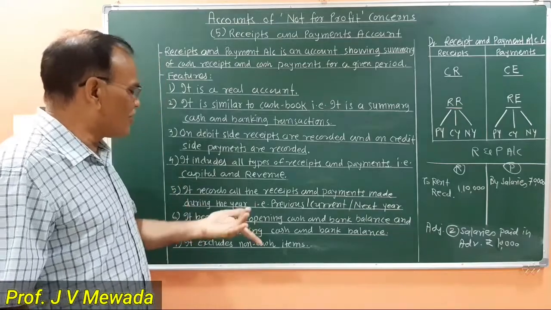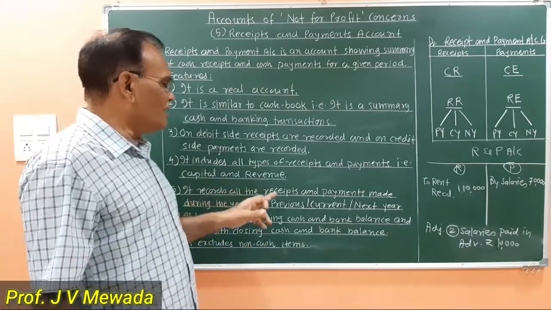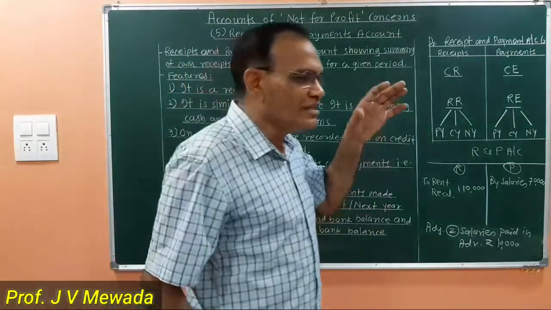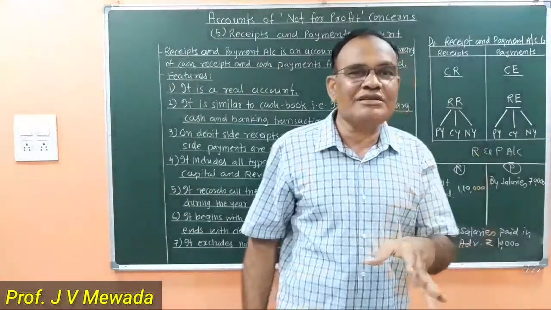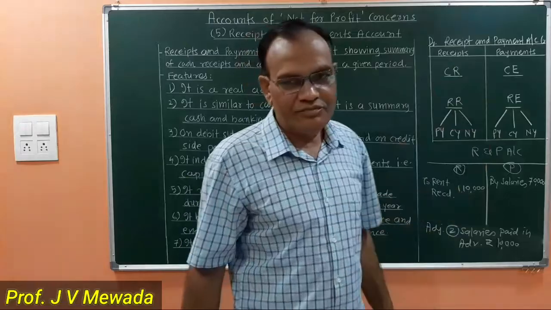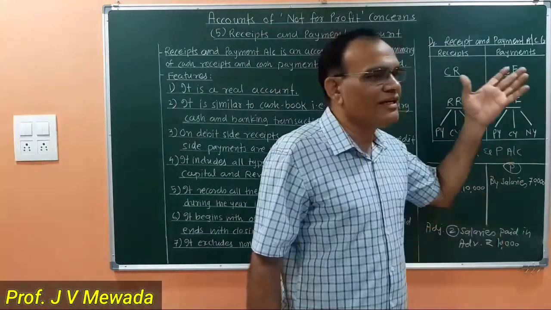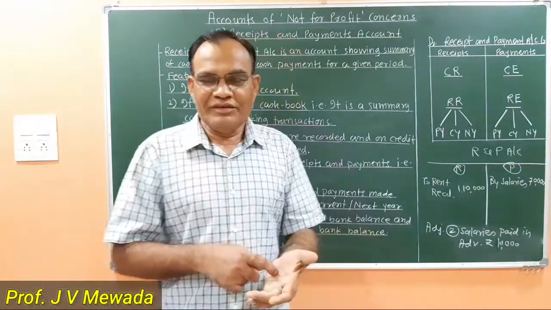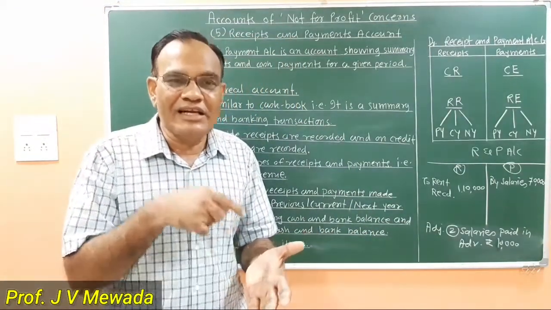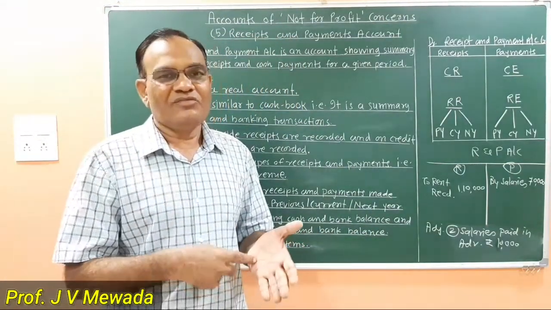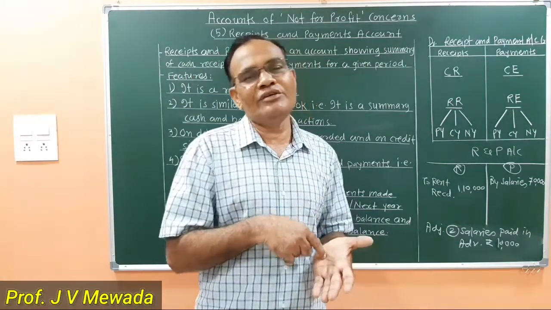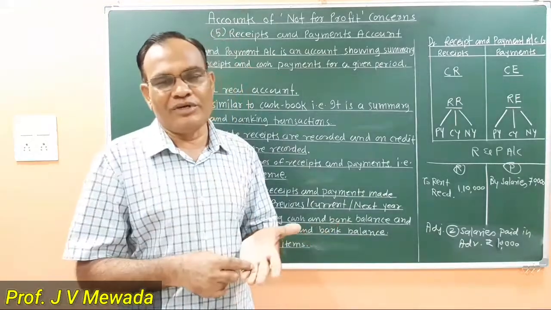And now another important point: it records all the receipts and payments made during the year. During this current year, whatever amount is received is recorded here, and whatever amount is paid is recorded on the payment side. Now what type of receipt am I talking about? Whether the receipt is related to the current year, to the previous year, or to the next year, all are recorded.